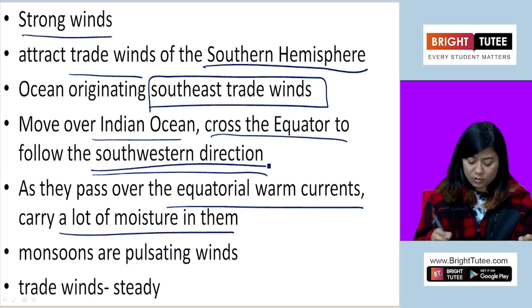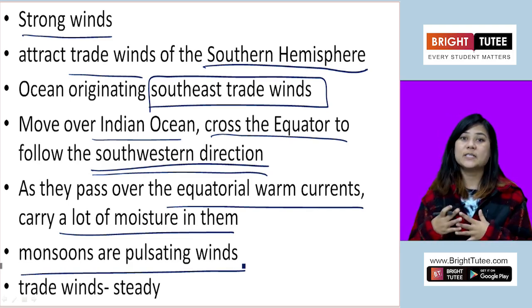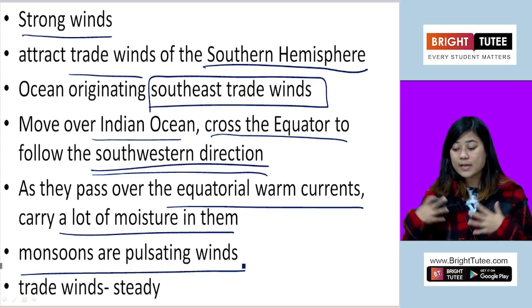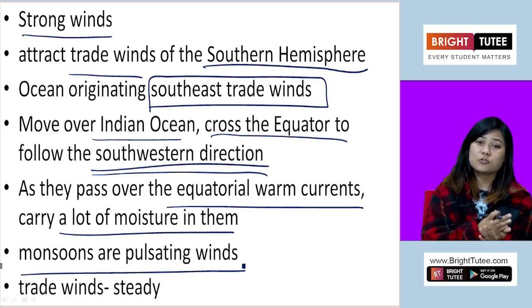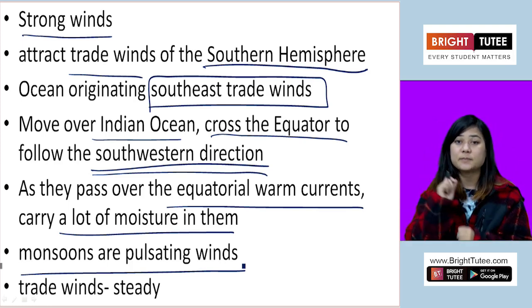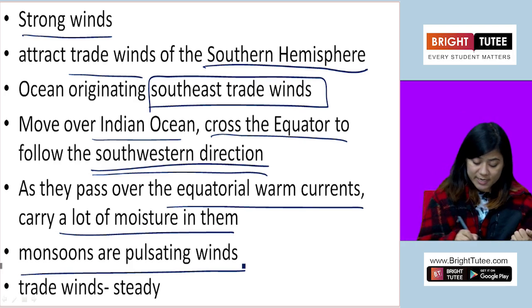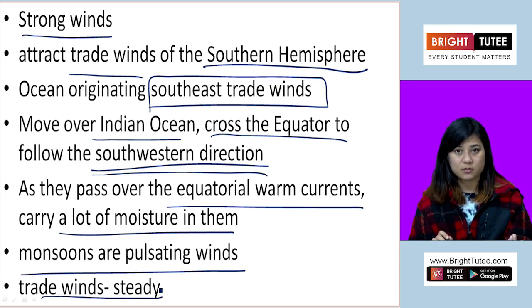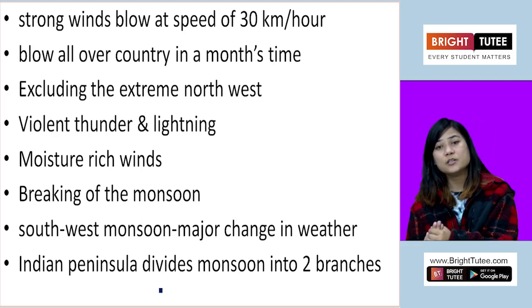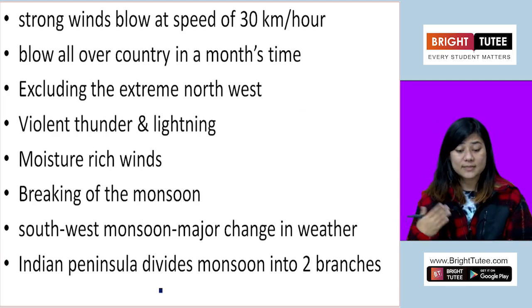So the monsoons are pulsating winds. That means the monsoon winds are not steady winds. They are always fluctuating. Sometimes strong, sometimes not strong, sometimes carrying moisture, sometimes not carrying moisture. So they are not steady. But the trade winds are steady winds. So that's the difference between monsoon winds and the trade winds. The trade winds are steady while the monsoon winds are pulsating winds.